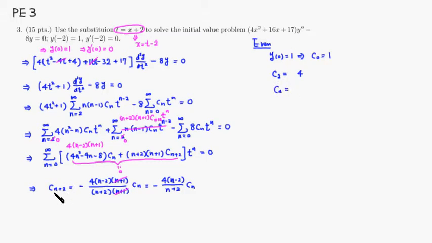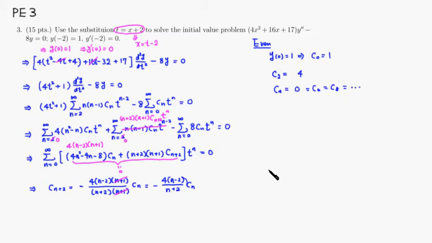Once you get positive 4, then C4 is going to be, so if you want to get C4, n equals 2, but if n is 2, this is actually 0. So once C4 is 0, all the other even terms are going to be 0. So C6 is 0, and C8 is 0, and so on.